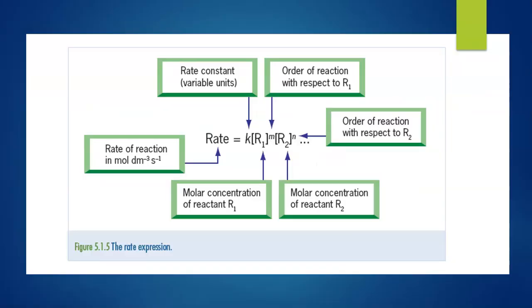So breaking down our rate law and rate expression, they mean the same thing. The rate of the reaction in moles per decimeter cubed per second is given by the rate constant, whose units are variable, multiplied by the molar concentration of reactant 1 raised to its order, multiplied by the molar concentration of reactant 2 raised to its order, where the order can equal 0, 1, or 2. The overall order of the reaction is the sum of those indices.